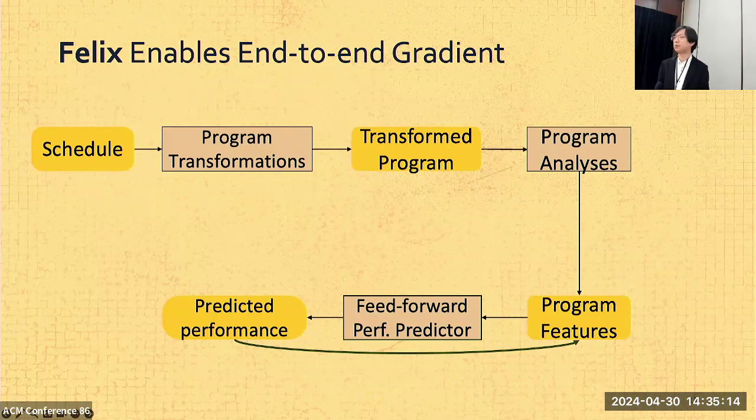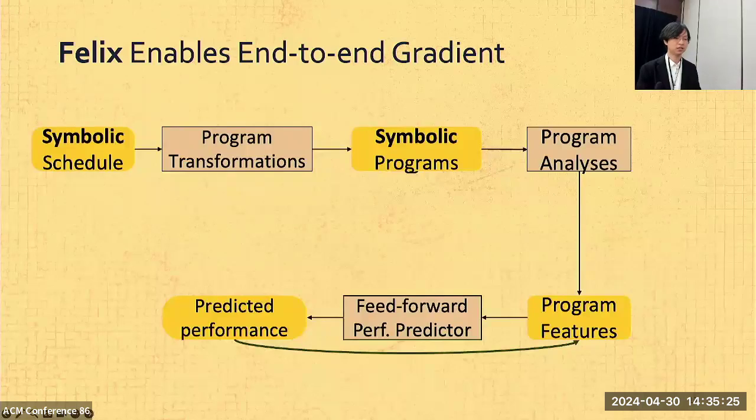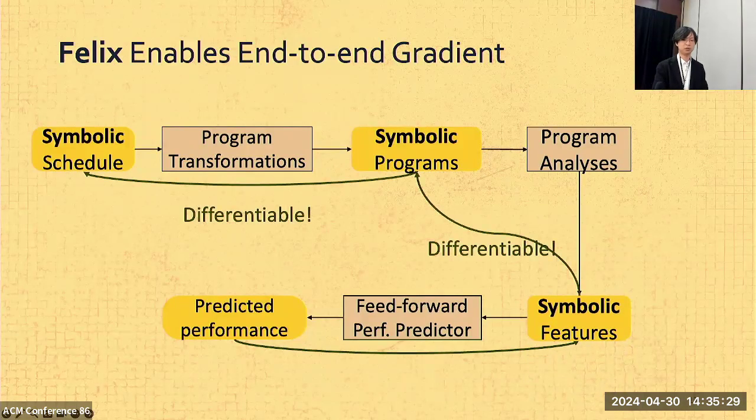So to make that happen, we swap out three key things in Felix: schedule, symbolic schedule; program, symbolic programs; features, symbolic features. And now that becomes differentiable. But now I will explain what each part means.